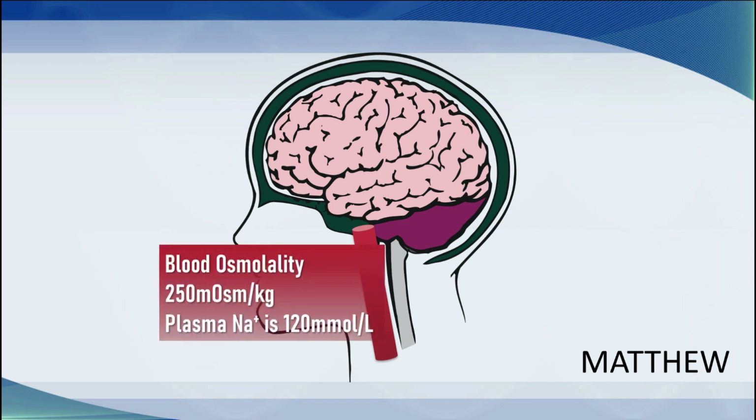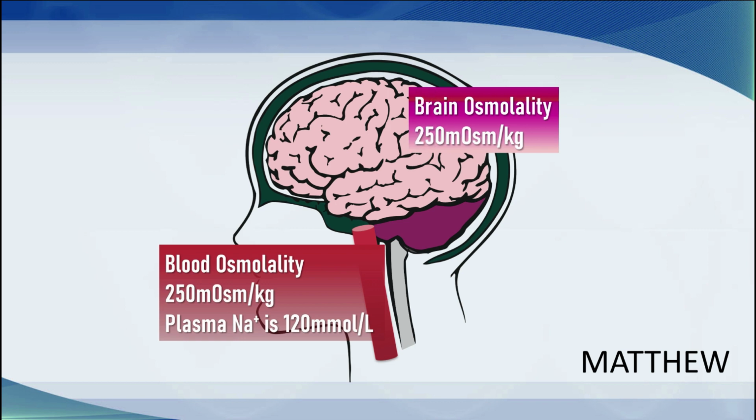Now Matthew may well have a blood osmolality of 250 milliosmoles per kilo with a plasma sodium of 120 millimoles per litre. But the key thing is, because he's probably had this for a very long time, probably induced by drugs that he's taking for his congestive heart failure and hypertension, his brain osmolality is likely exactly the same. So his brain osmolality equals his plasma osmolality. Everything has equalized out. And as a consequence, on a daily basis, including today, he's not in any great danger.